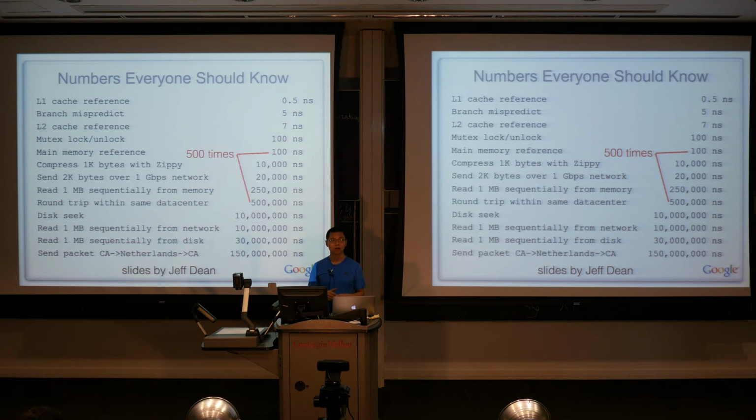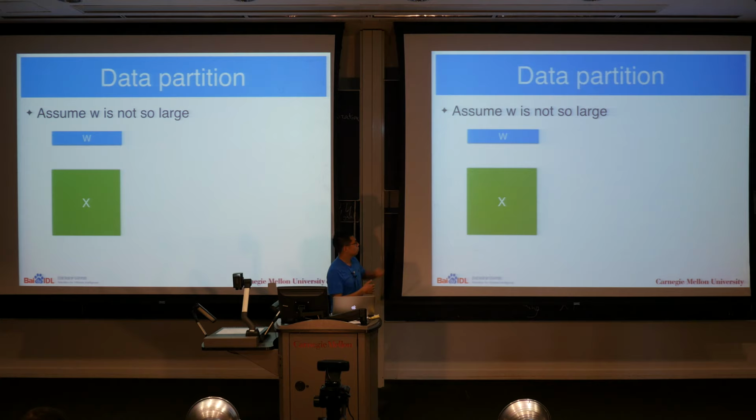Okay, let's start. Given the training data, which is a matrix, and you have a model W. We first assume W is not so large, so you can store it on a single machine. The problem is that you have a lot of data. So what you can do, just like what we discussed yesterday, is run a multi-thread matrix times a vector. For the distributed version, it's quite similar.